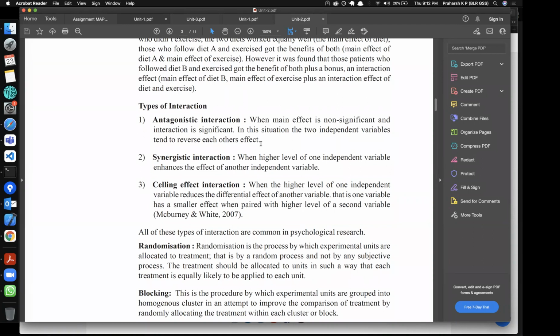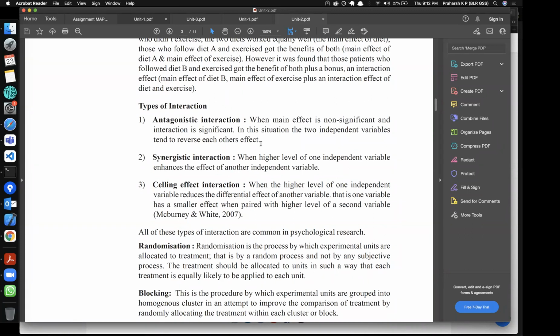Then we have synergistic and ceiling effect interactions. Synergistic is when a higher level of one independent variable enhances the effect of the other. So it's kind of an adding effect, when more of one variable is having more effect on the second variable. A ceiling effect is just the other way around, when a higher level of one independent variable reduces the differential effect on the other variable.